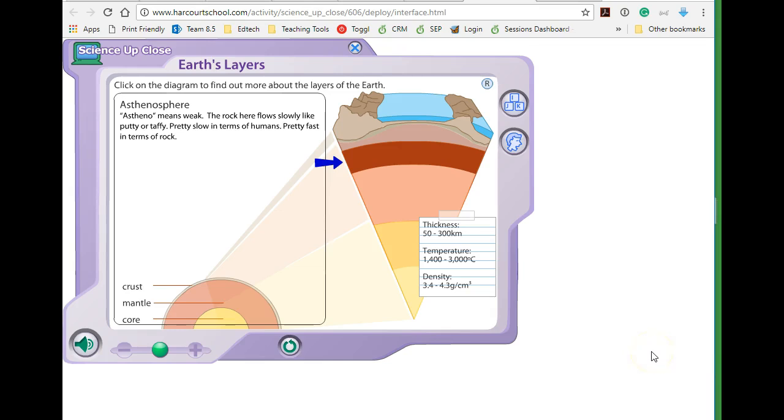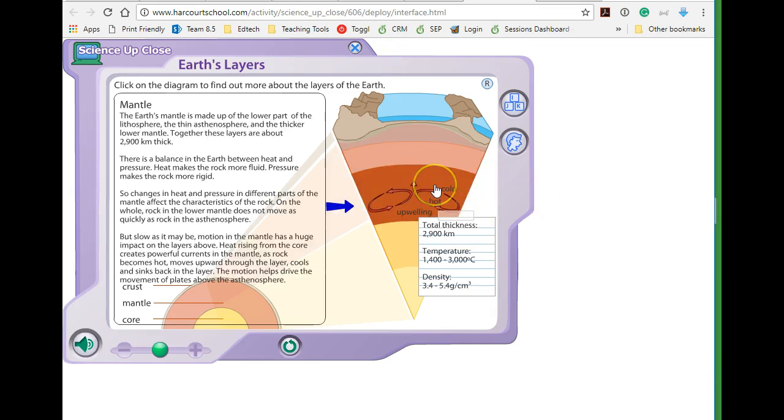Asthenosphere. Astheno means weak. The rock here flows slowly like putty or taffy. Pretty slow in terms of humans, pretty fast in terms of rock. Mantle. The Earth's mantle is made up of the lower part of the lithosphere, the thin asthenosphere, and the thicker lower mantle. Together, these layers are about 2,900 kilometers thick.